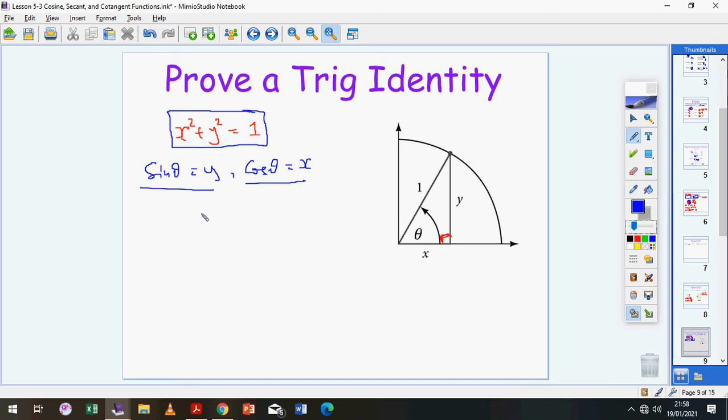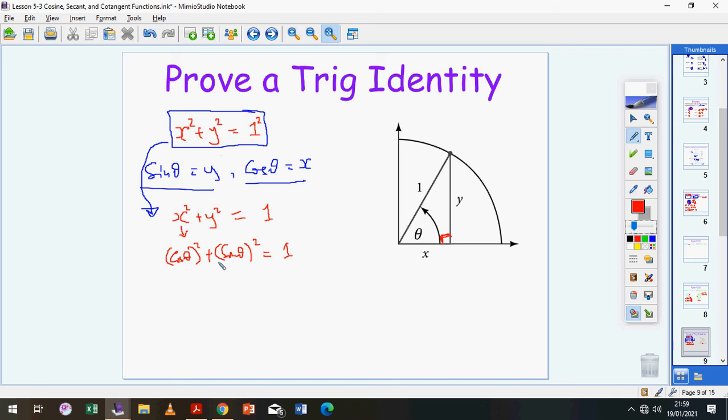So this formula is x squared plus y squared is equal to 1 squared, which is just 1. Therefore, if I substitute for x as cosine, I will have cosine of theta squared plus sine of theta squared is equal to 1 squared, which is just 1. Now this is the first trigonometric identity.